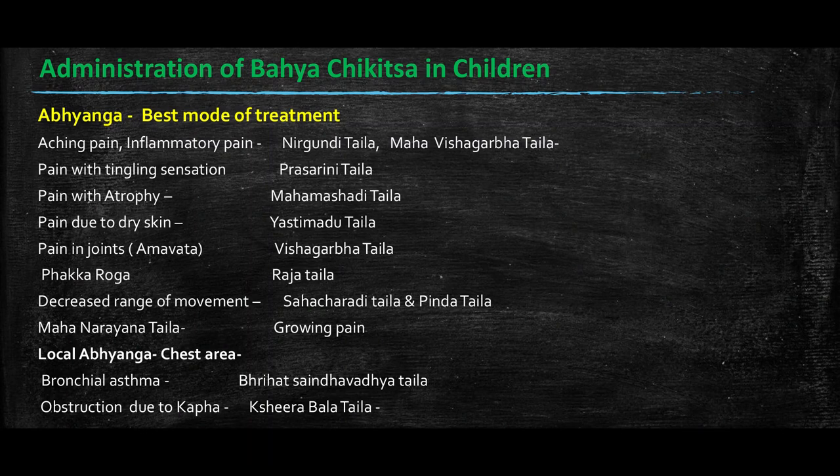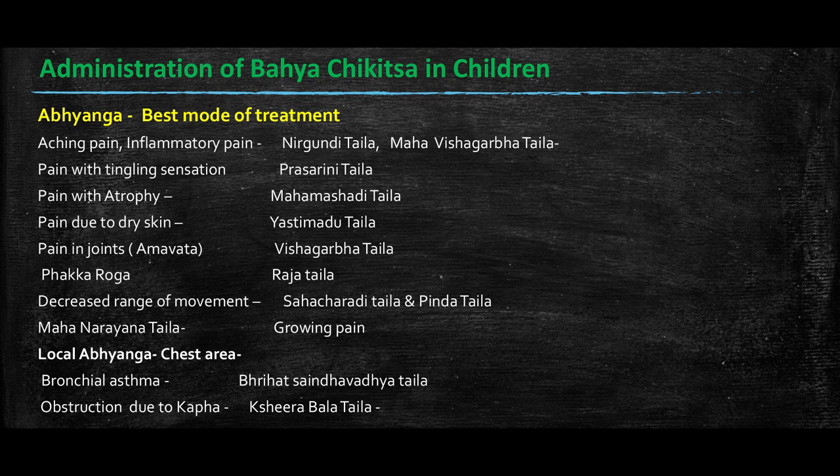See, again, Abhyanga is one of the best modes of treatment. For many problems, instead of giving oral medicines, you can just go for Abhyanga, and the problems will be relieved. For example, if the child has aching pain or inflammatory pain in any part of the body, then I will prefer Nirgundi Taila for Abhyanga, Mahavishagarbha Taila for Abhyanga. Externally, if somewhere ama is collected, Mahavishagarbha Taila acts as amapachana and can be applied.